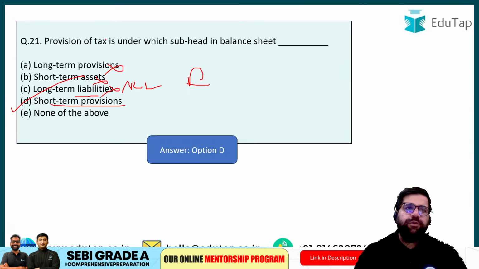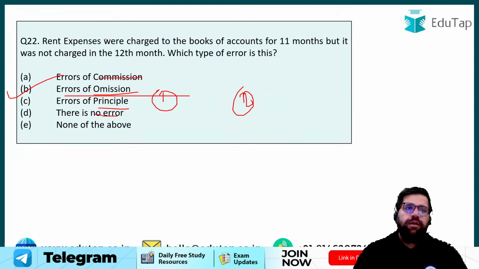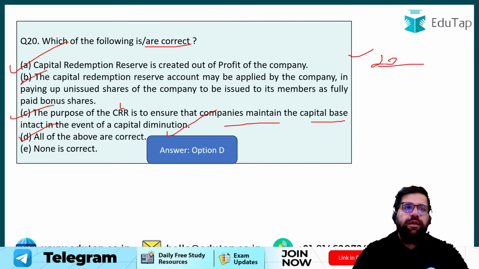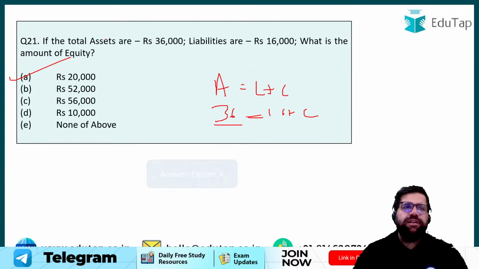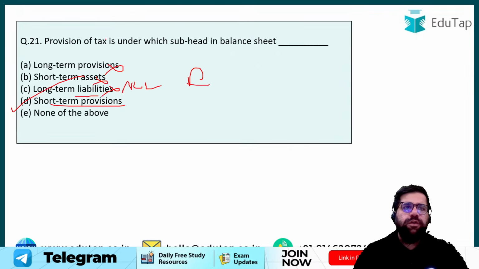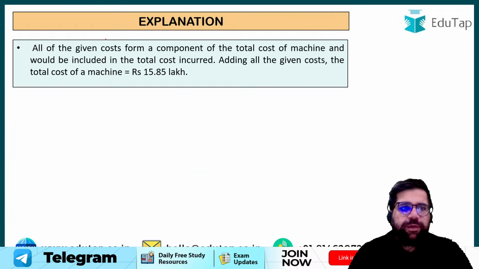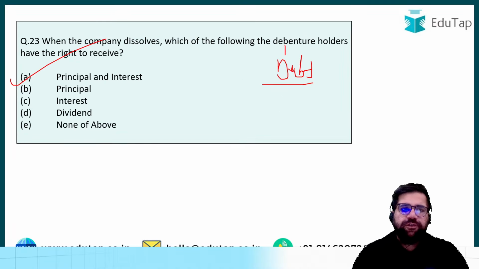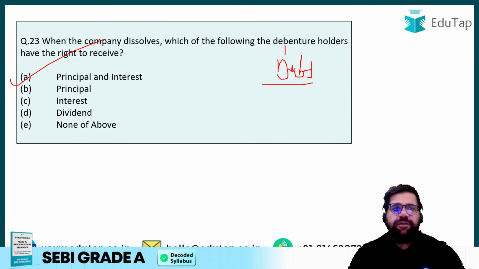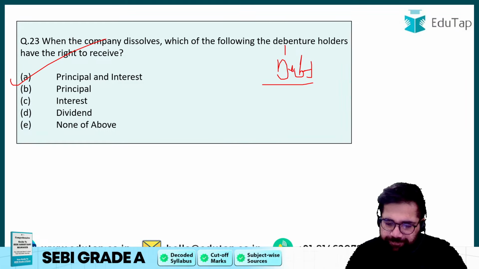The questions are in serial 22, 21, 20. I think there is some error, but not an issue. We are just solving the questions. Don't worry, you have many questions to solve. Yes, the correct answer will be option number A over here.